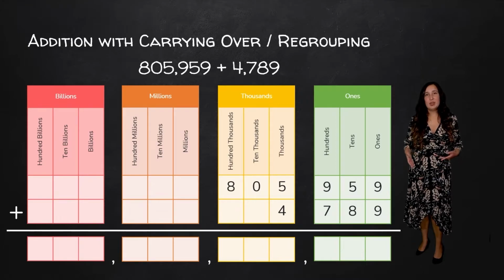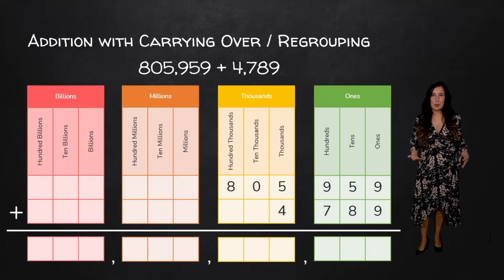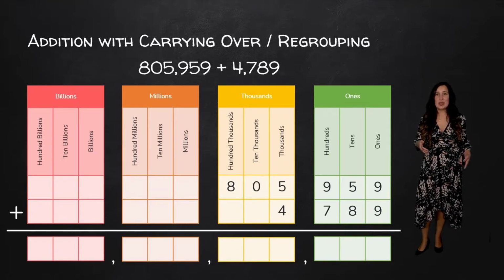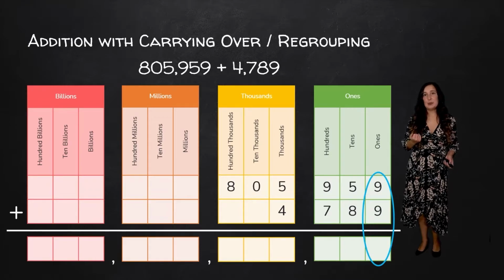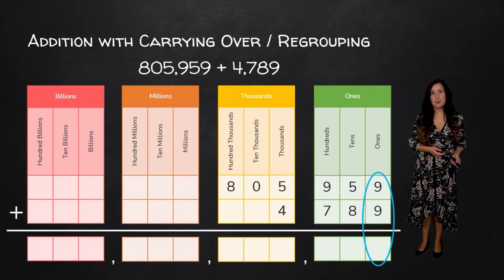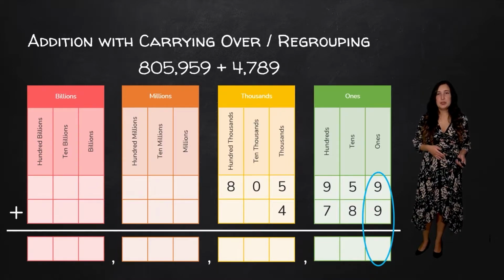And even though we're going to end up carrying over in this example, we start the exact same way. So we're going to start with our ones place value, which has a 9 and a 9, and we're going to add those up together. So we know that 9 plus 9 is equal to 18. So 18, we have 8 in the ones place, and we have the 10, so 8 and 10. The 1 is in the tens place.